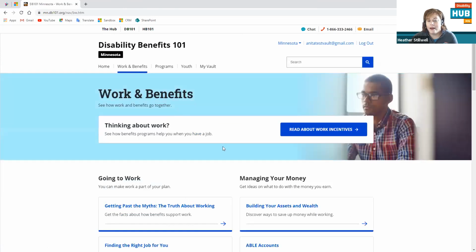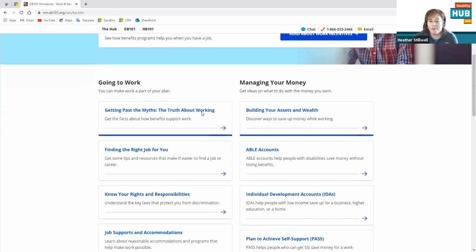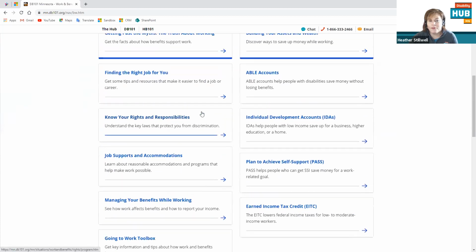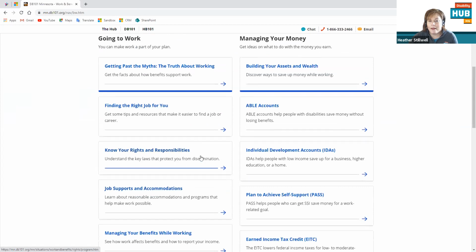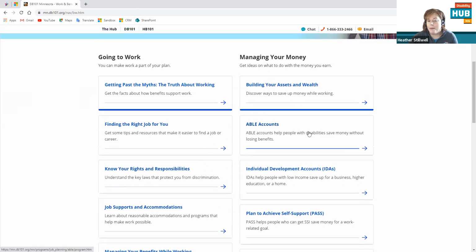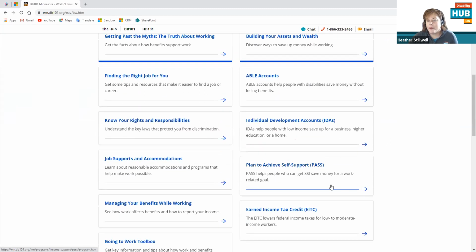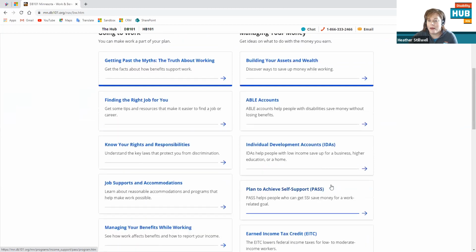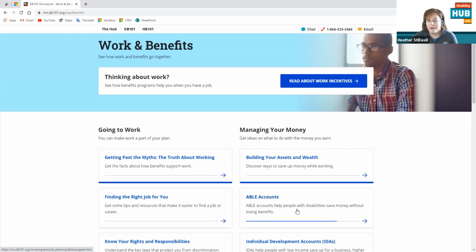So work and benefits is set up similarly to the other pages, where they have information about going to work, managing your money. It gives information about finding a job, how to get job supports and accommodations you may need, and managing your money has information about ABLE accounts and different work incentives that might be able to allow you to build more assets or save more money for yourself. If you have longer term goals like buying a car or buying a house, these are good articles to look at for that. A good place to find those.